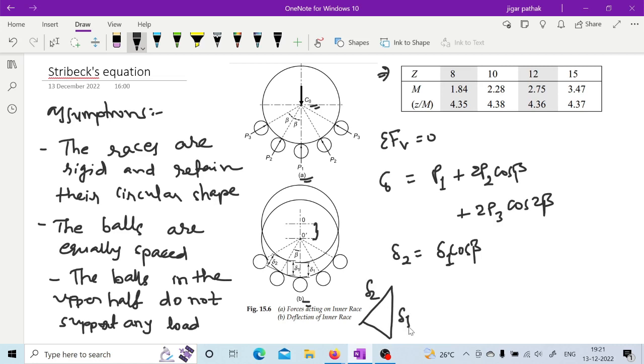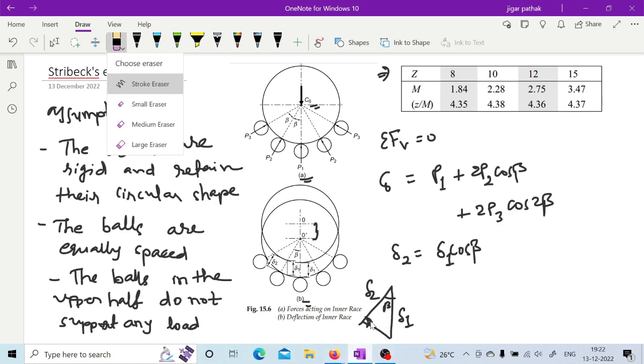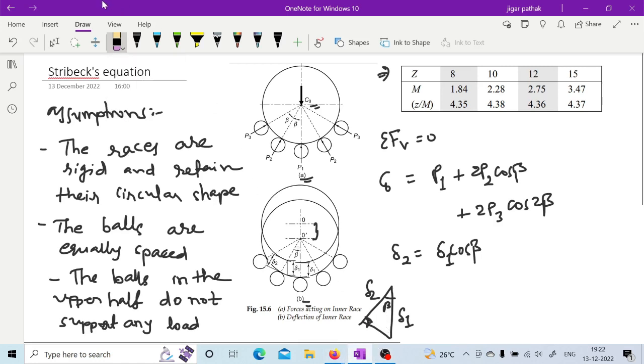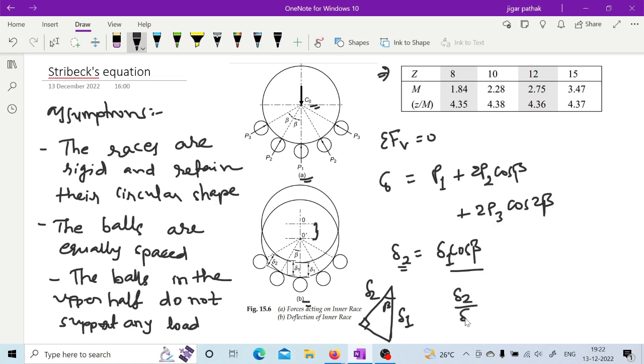This is delta 2, delta 1, this is beta, and this is the 90 degree angle right here. So that is why this projection is delta 1 cos beta, right? This will be this 90 degree. So that is why this delta 2 can be represented as delta 1 cos beta. So it gives delta 2 by delta 1 as cos beta, right?